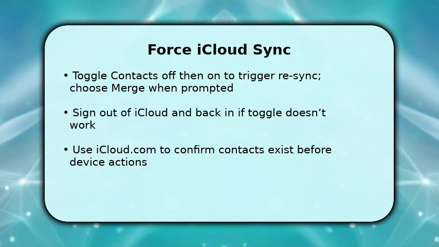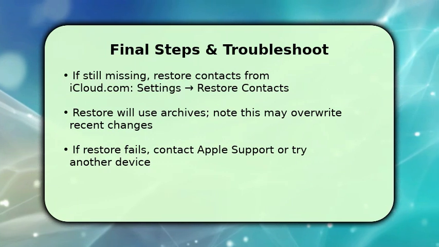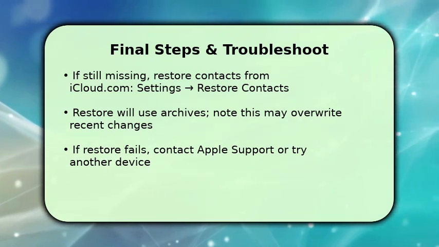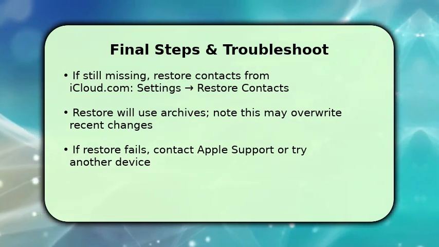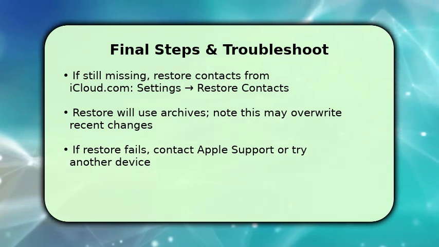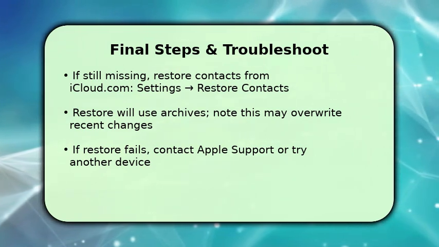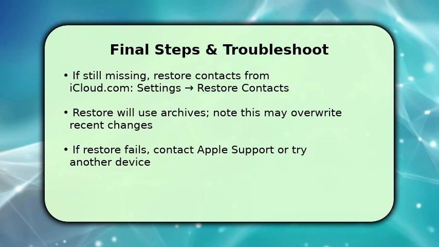When toggles and re-signing don't recover everything, go to iCloud.com on a computer, open Account Settings, and use Restore Contacts under Advanced to pick an archive. This rolls your contacts back to that archived state. Remember, this can overwrite recent edits, so pick the right archive date. Once restored, give your iPhone a few minutes to sync.